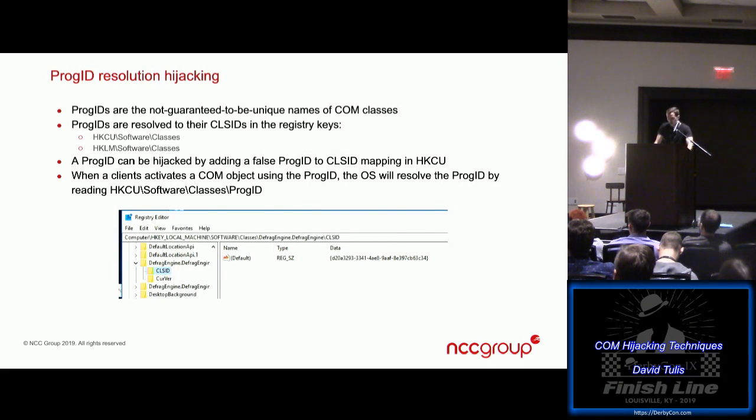Another alternative method is by hijacking the ProgID. So remember, the ProgID is the friendly name of an object. It's not guaranteed to be unique, but COM clients can ask the OS to resolve a ProgID to a class ID. And this is done in the registry. So ProgIDs are mapped to class IDs in the Software Classes registry key. So if you just add a registry key into HKCU Software Classes, you add a ProgID that points to a class ID that you've added that is loading your library, it'll be hijacked, and the attacker just needs to create the key, have it point to the DLL or executable of their choosing.